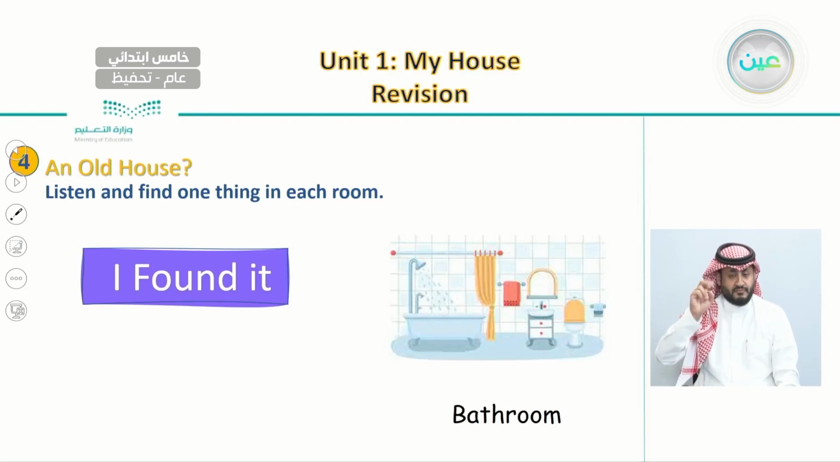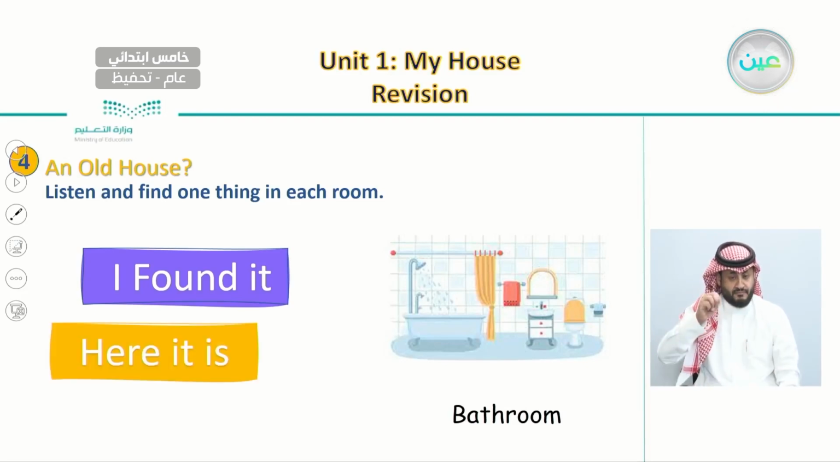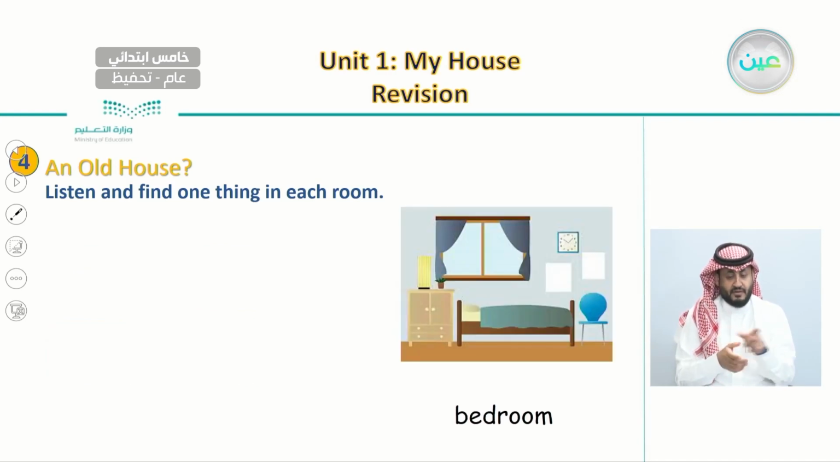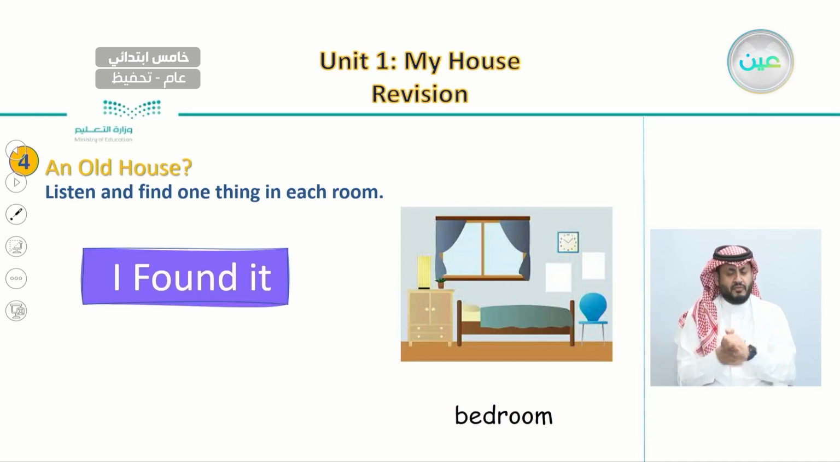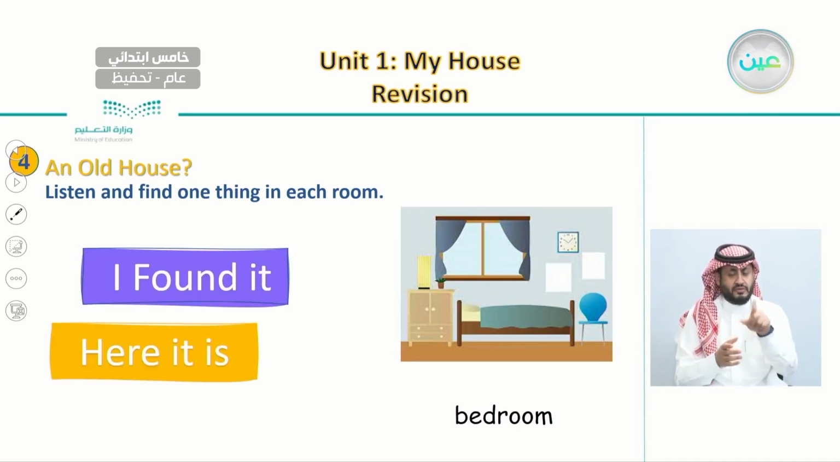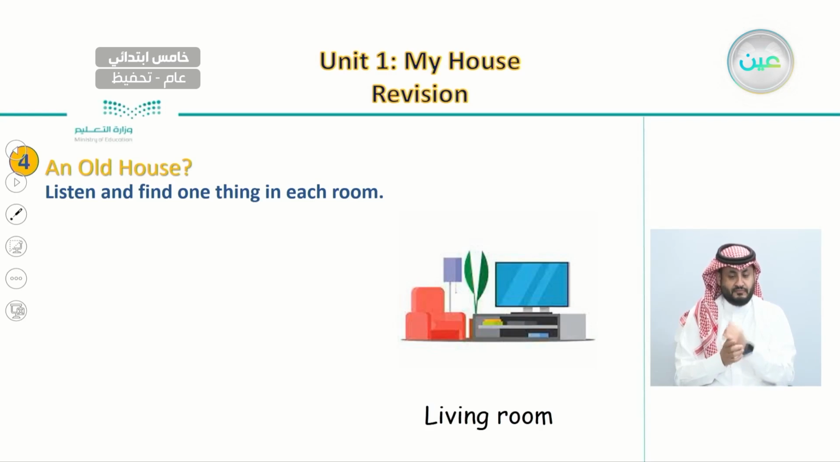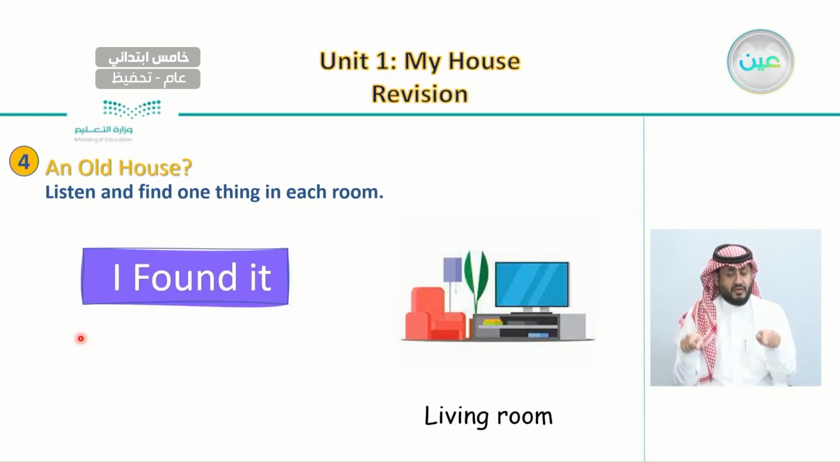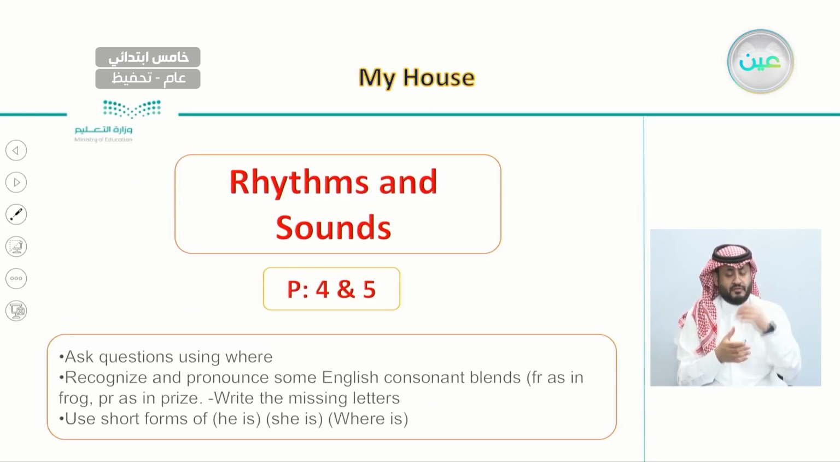And then I would ask you, where is it? You would point here and say, here it is. The same goes for the bedroom. You can ask about watches, chairs, and you would use these two phrases as well. The same goes for the living room, where we can ask questions about the sofa, the TV, and also other rooms.